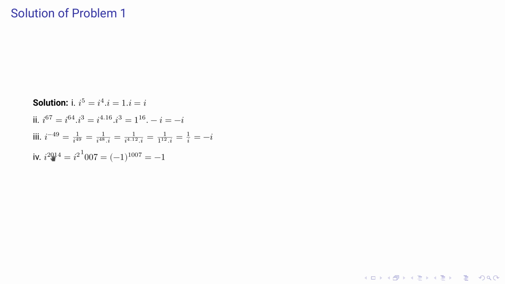i to the power 2014 can be written as i to the power 2 into 1007. This is a typing mistake, so the power is not proper. So i square is minus 1 to the power 1007, which is minus 1 because it is an odd power. So minus 1 to the power of an odd number is minus 1.